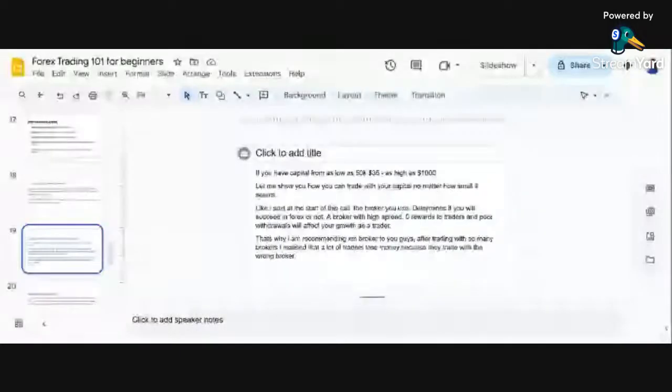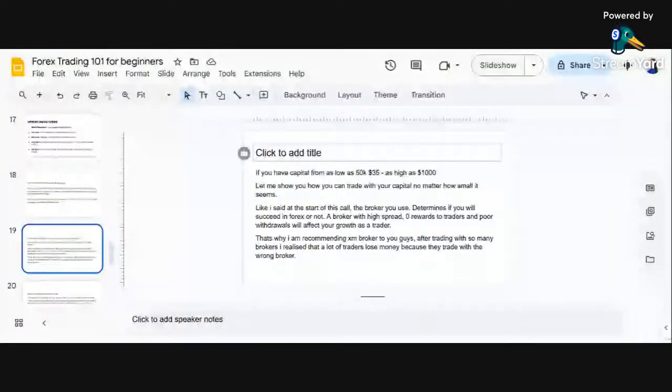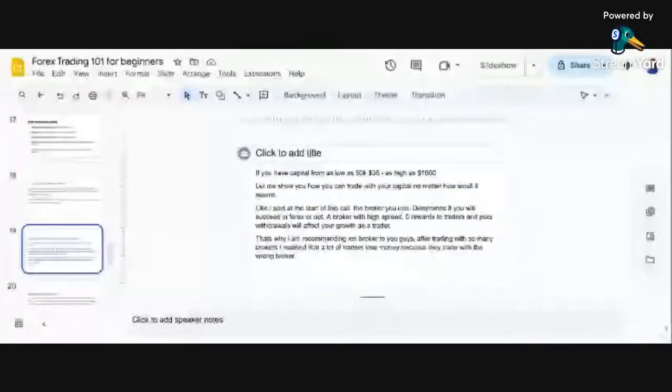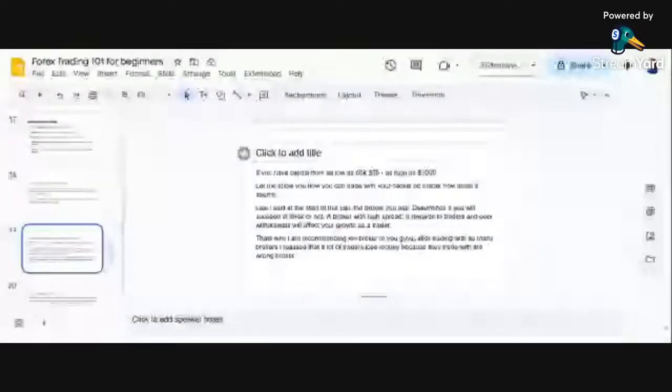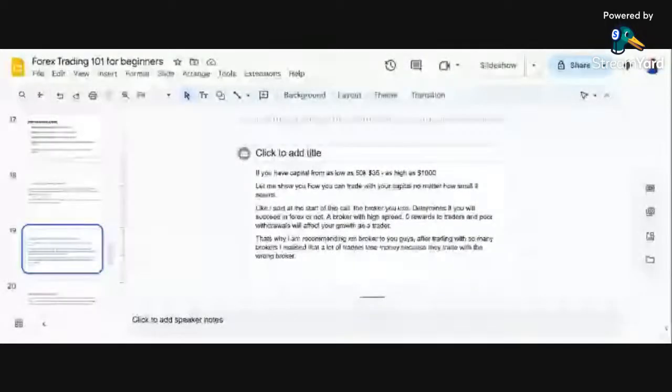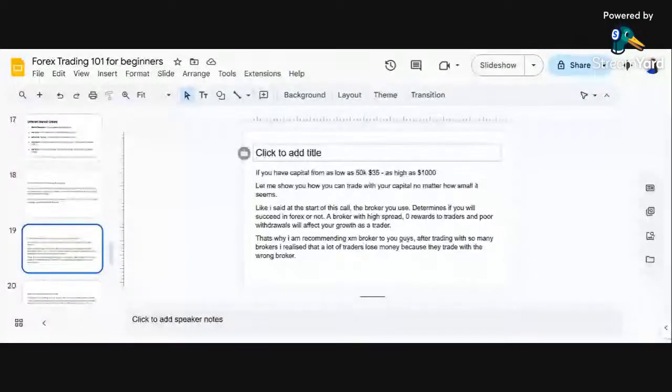So if you make the mistake of creating your account with the wrong broker, it's XM broker for you guys, right? I've traded with a lot of brokers, plenty, and I realized that a lot of traders lose money, especially through slippage, because of the broker they trade with. When I had students complaining, I looked for brokers and I found XM. I recommend that you trade with XM broker, right?